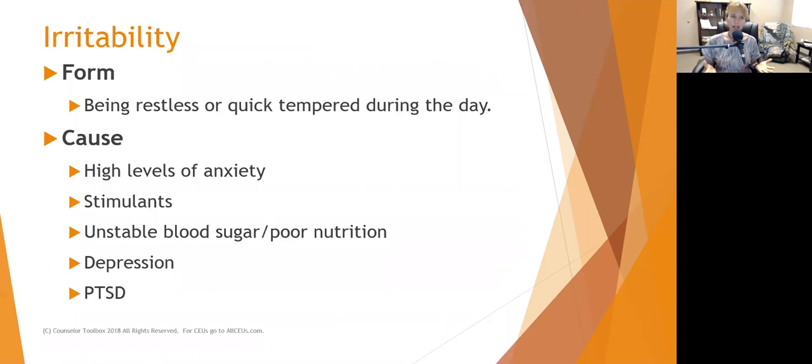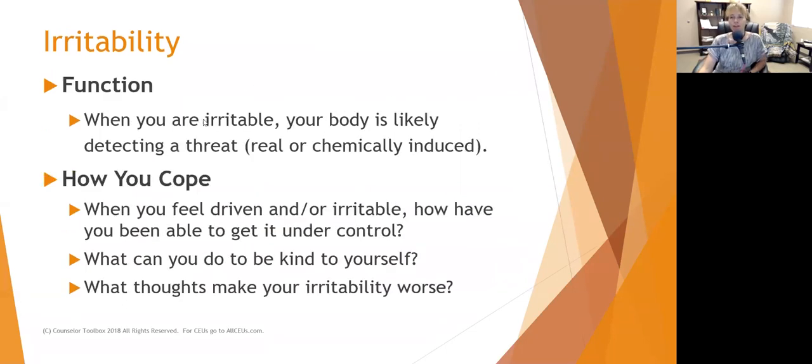Depression can sometimes cause people to be grumpy, the grumpy kind of irritable. And PTSD can cause symptoms of hypervigilance and irritability. So again, a lot of different things can cause irritability. So what is causing it for that particular client? When people are irritable, their body's likely detecting a threat, either real or chemically induced, and that cortisol level is high. So how can you get your cortisol levels down?